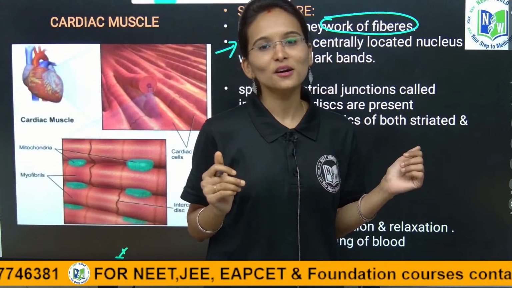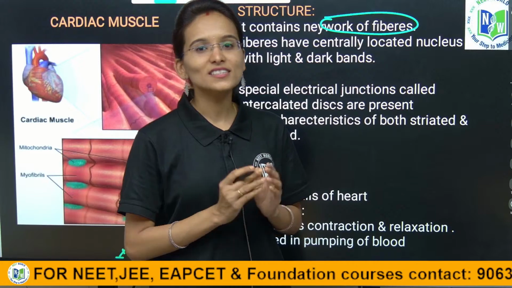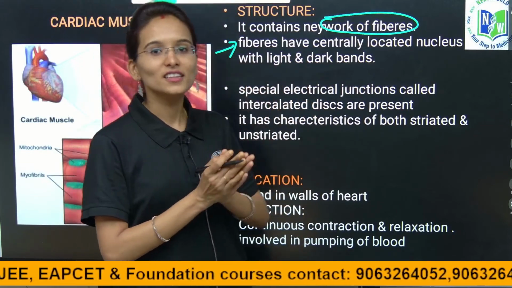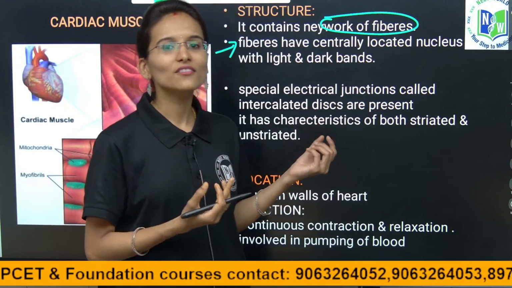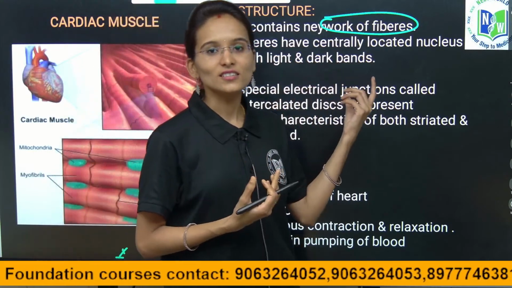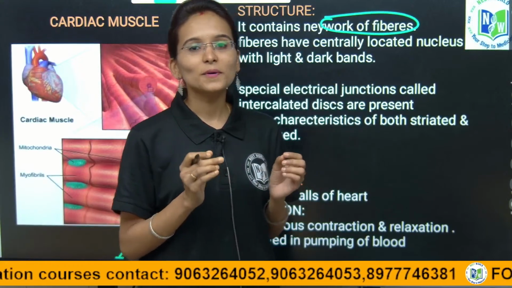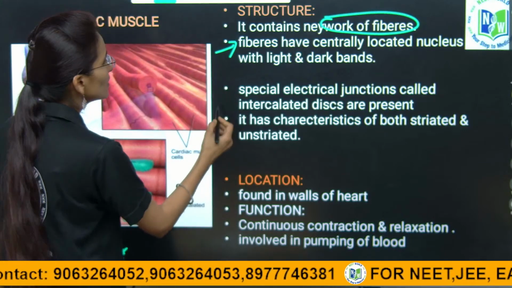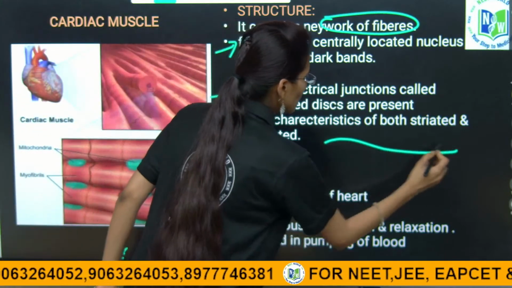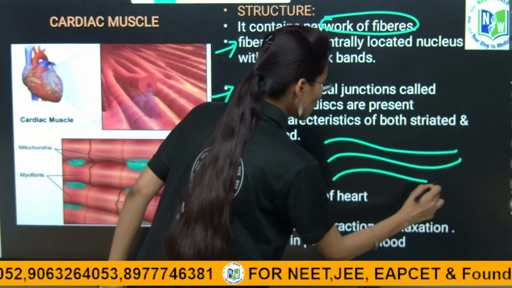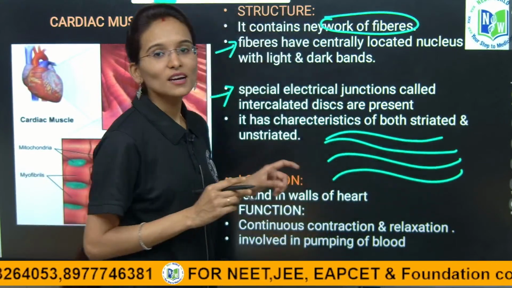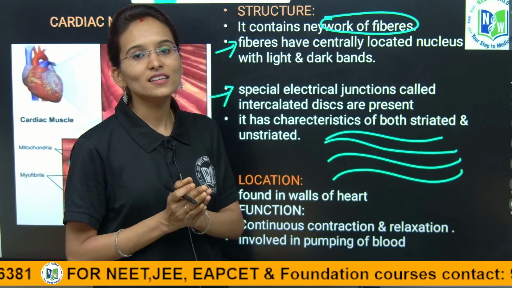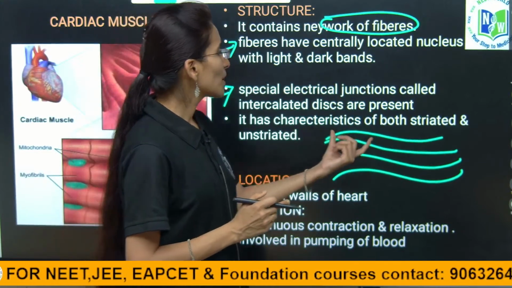Now here comes a question: where have we observed striations before? In the striated muscle, that is, the voluntary muscles, we discussed striations. Striations are nothing but the presence of alternate light and dark bands. This is the structure of the cardiac muscle. The cardiac muscles are present in branches, hence we call it a branched muscle.